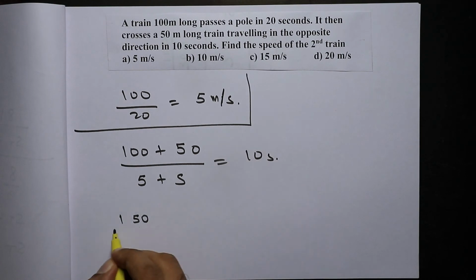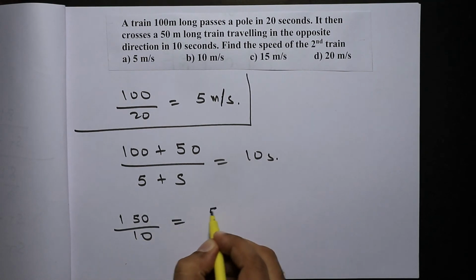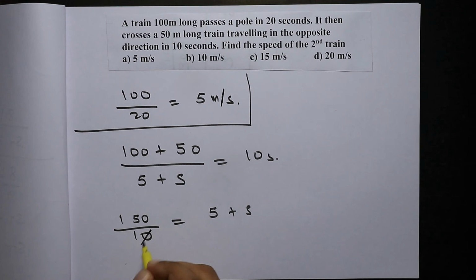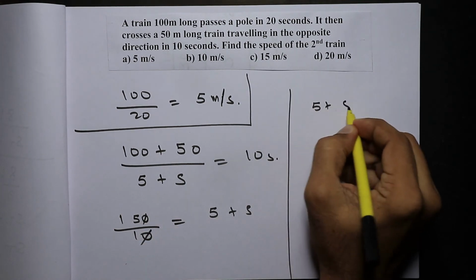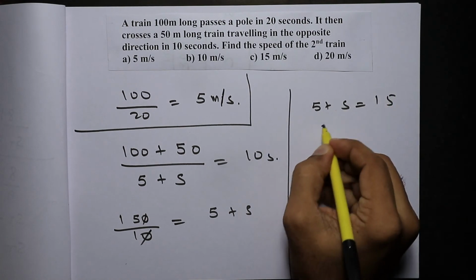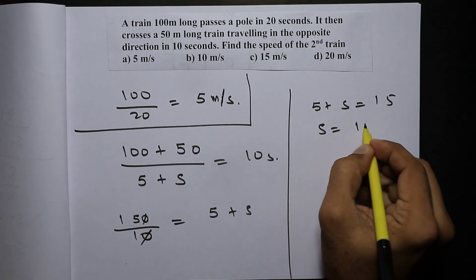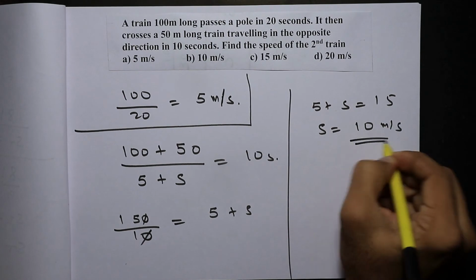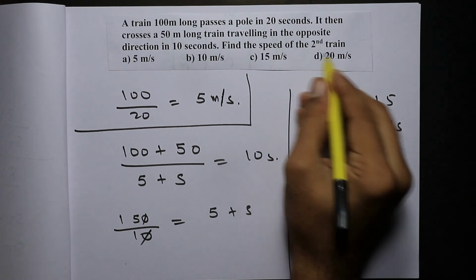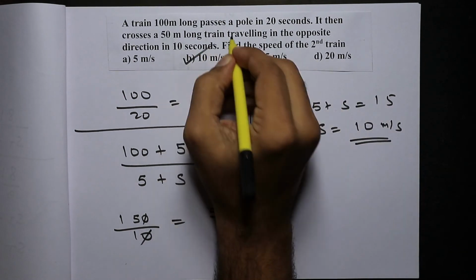I'll just bring 10 to this side. So 15, that is equal to 5 plus S. 0 and 0 cancel out. So what we have is 5 plus S is equal to 15, or S is equal to 15 minus 5, 10. So 10 meters per second. That is the speed of the second train, option B.